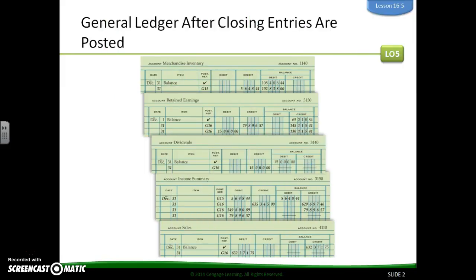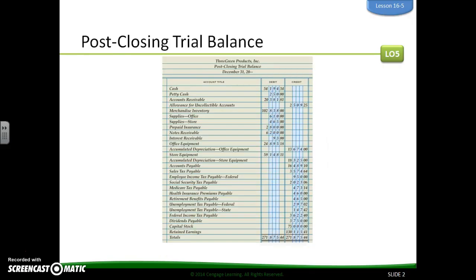So what you see here is the general ledger after the closing entries are posted. You might want to look on page 502, because sometimes it's just easier to see when you're looking at your book. You can see the December 31st balance in these accounts, and you're going to notice that some accounts are zero and some accounts have a balance in them.